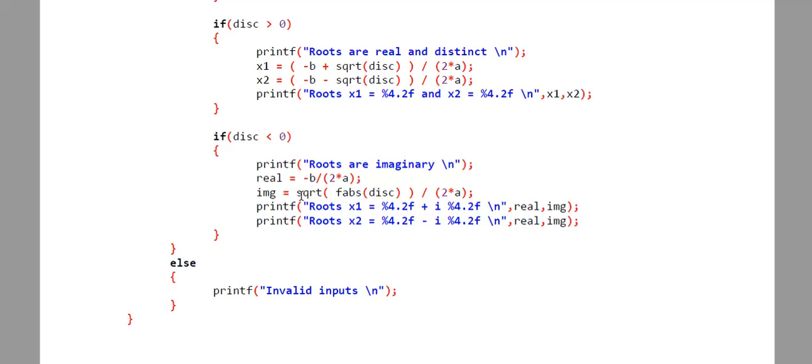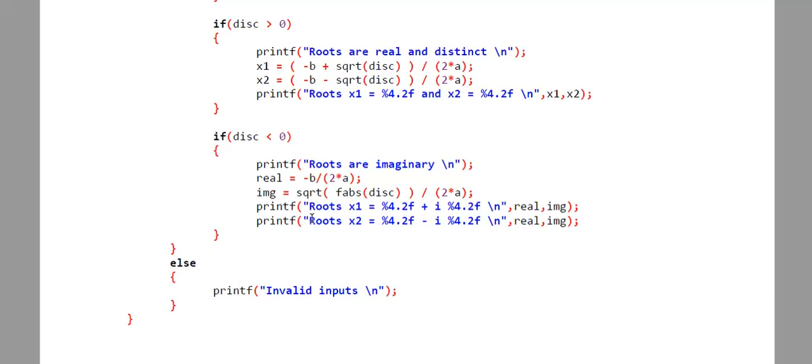Since we cannot find the square root of a negative number, we have to convert this negative number to a positive number. How to do that? We use another math library function called fabs. This is the absolute value of floating point numbers. So fabs of DISC. Let's say DISC is minus 10.2. Fabs of minus 10.2 will become 10.2. So square root of 10.2 divided by 2 into a. It will give whatever value that is as the imaginary part.